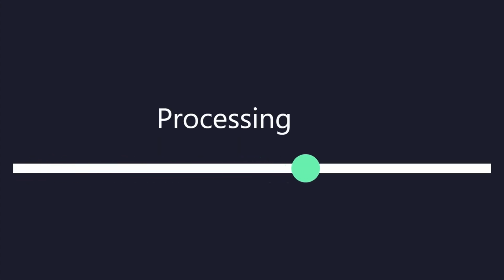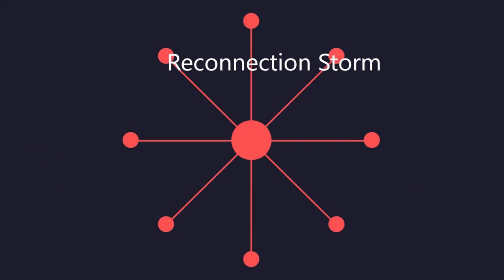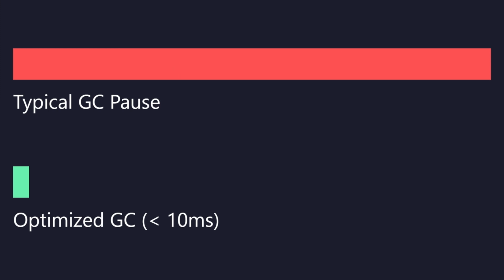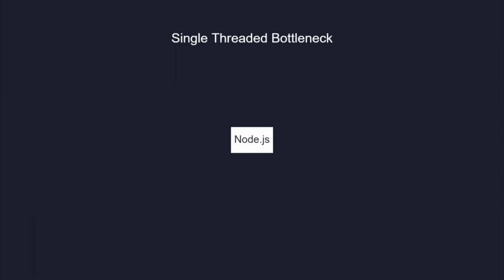Garbage collection in managed languages can pause all execution threads. During a long pause, the server stops processing heartbeats, leading to massive client timeouts and a reconnection storm. Use low-latency garbage collectors and optimize your memory allocation to keep pauses under 10 milliseconds, even under heavy load.